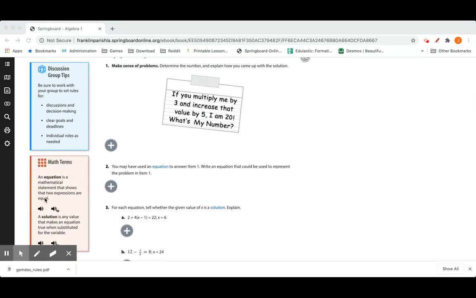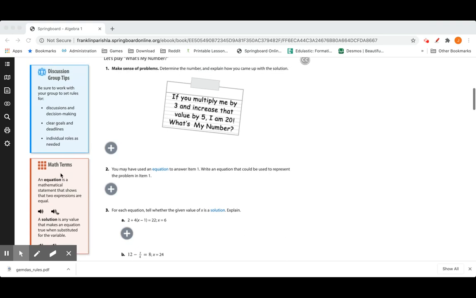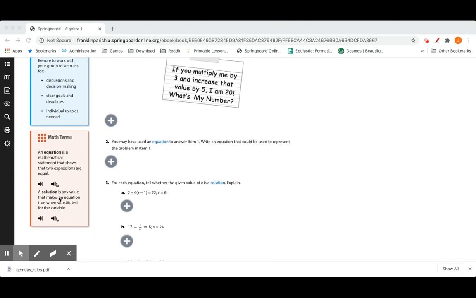Now, equations are mathematical statements that show two expressions are equal. Okay, so they basically need to have an equal sign to be an equation. If it's just an expression, it doesn't have an equal sign. The solution, whenever you see this word, just basically means what's the answer, if you solved or were going to solve it.